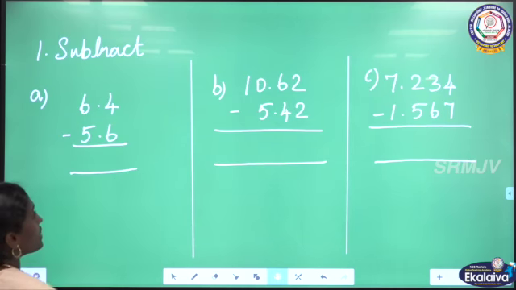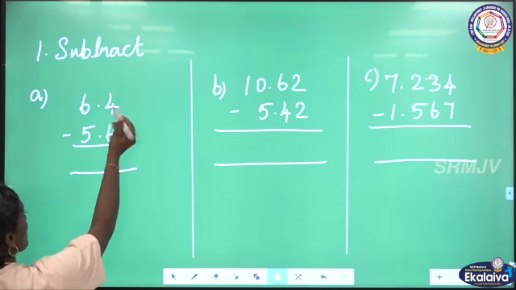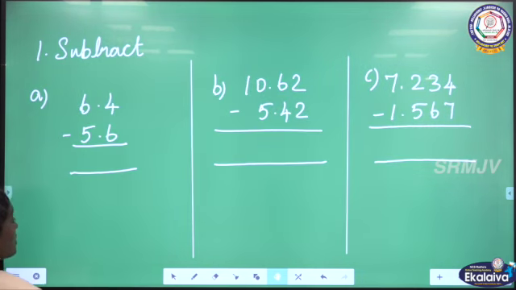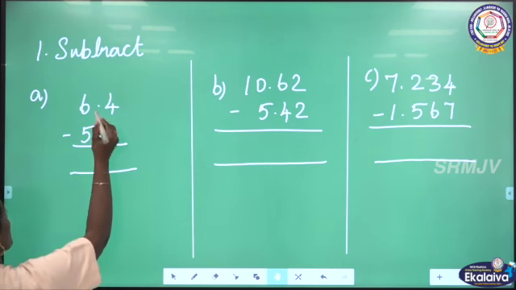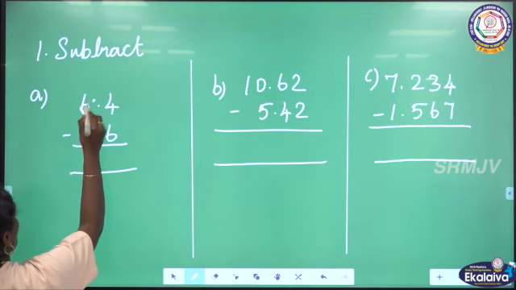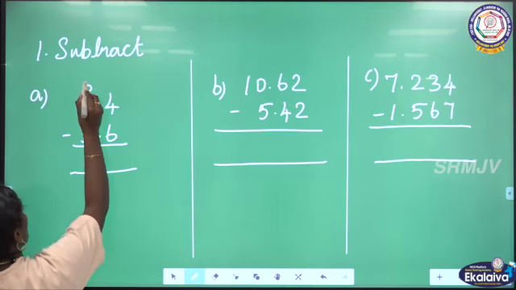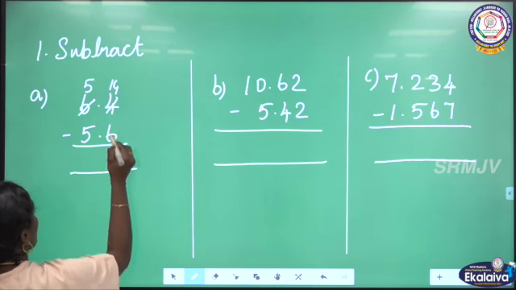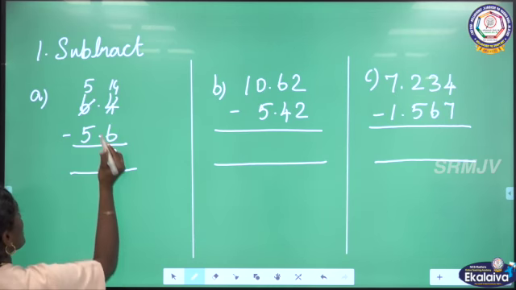We have to start with the last place. In decimal part, last place. Here 4 minus 6. Can we subtract 6 from 4? No. 4 is the smaller number. So, I am going to borrow from 6. 6 will become 5. 4 will become 14. 14 minus 6, that is 8.